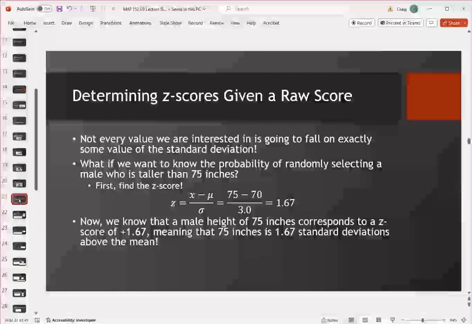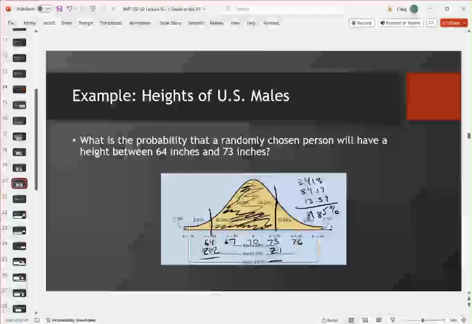Not every value that you're going to want to find is going to be exactly on a particular value, right? It's not always going to land on one exact standard deviation. For example, if we wanted to find the probability of someone who was 75 inches tall, where's 75 here? And then how do we find those areas without being exactly there?